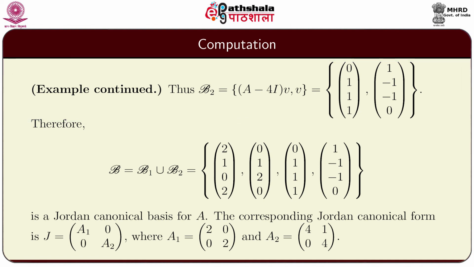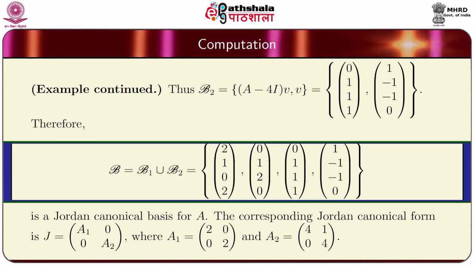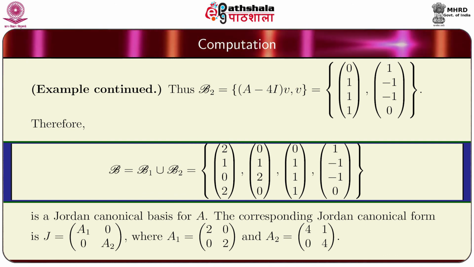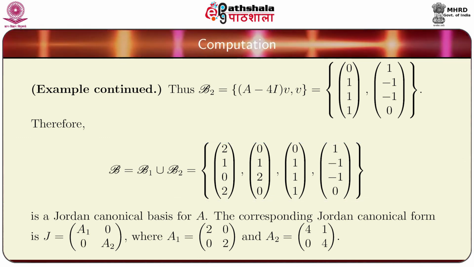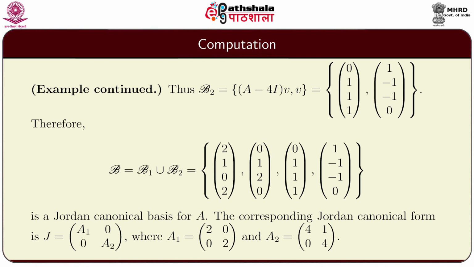Hence B, which is B1 union B2, is this set consisting of 4 vectors given by (2, 1, 0, 2), (0, 1, 2, 0), (0, 1, 1, 1), (1, -1, -1, 0), and that is a Jordan canonical basis for A. And the corresponding Jordan canonical form is given by these two blocks A1 and A2, where A1 is this diagonal matrix diag(2, 2) and A2 is this Jordan block [4 1; 0 4].